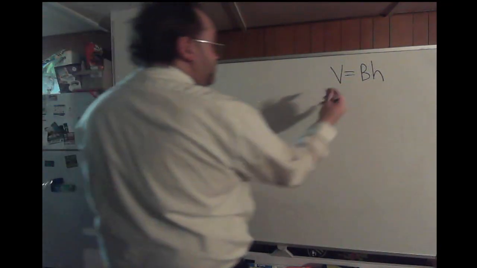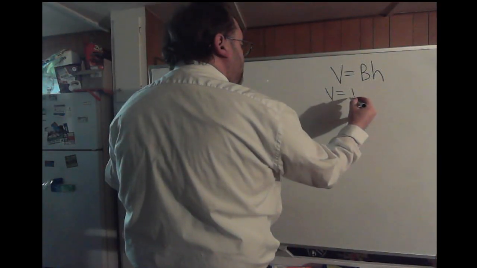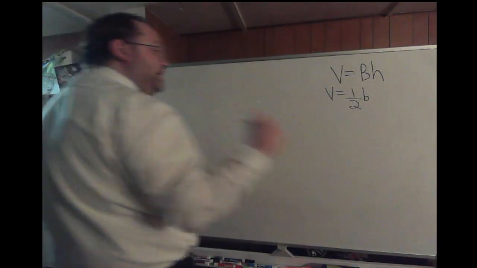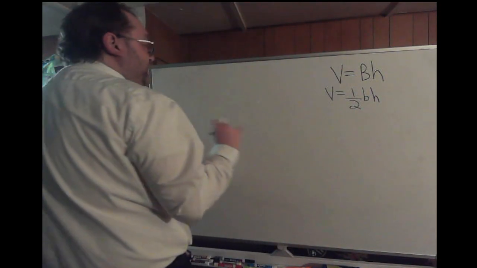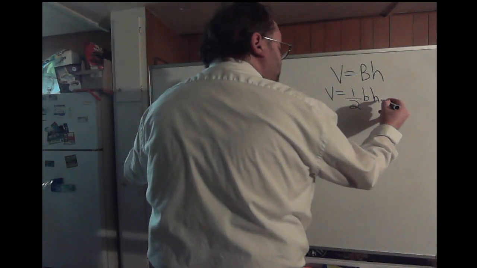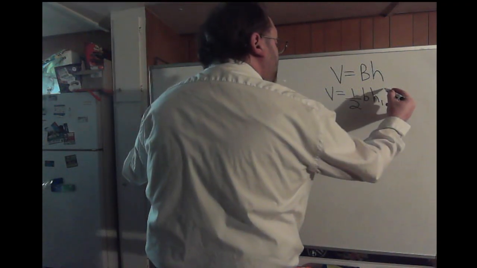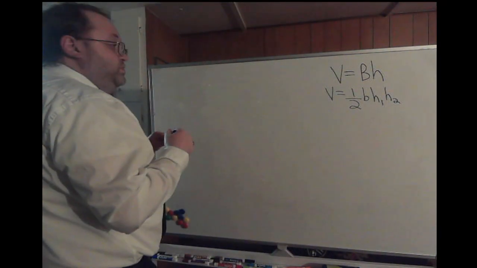If it was a triangle, the area of the base is equal to half the base times the height of that face only, not the whole prism, just the face. We call that height 1. All that times the height of the prism, which we'll call height 2.